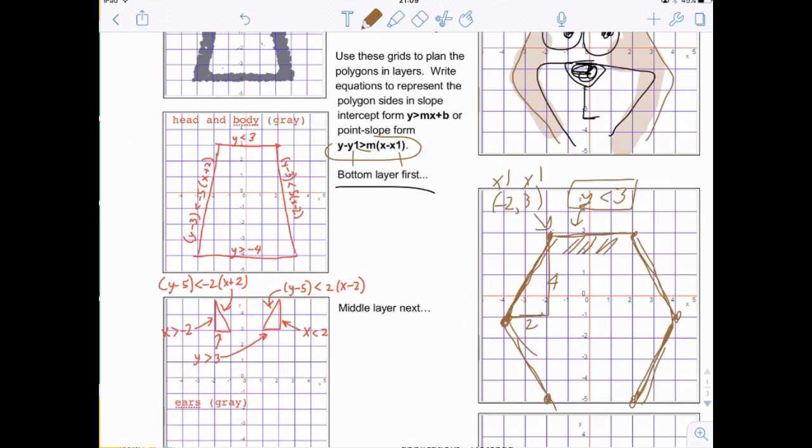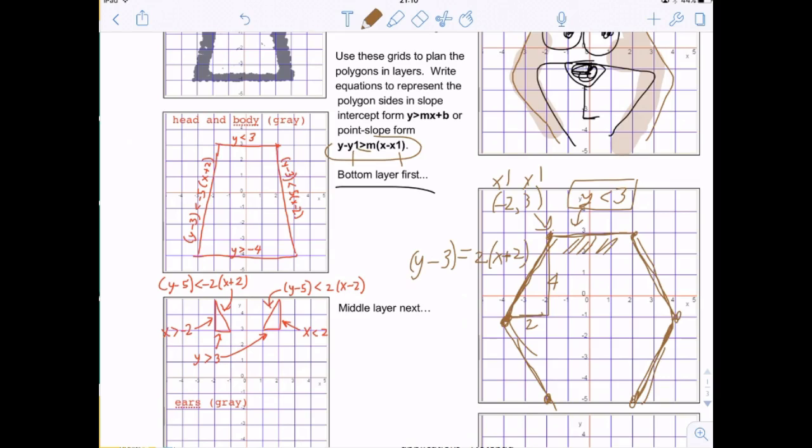So I'm going to write y minus y1, which is 3. And then I'm going to say greater than or less than. We're going to see which one it's going to be. And the m value we just found is 4/2, which is 2. And then x minus x1, which is -2. So it's x plus 2, right? So that's the point slope form.